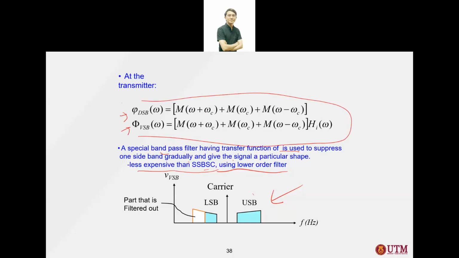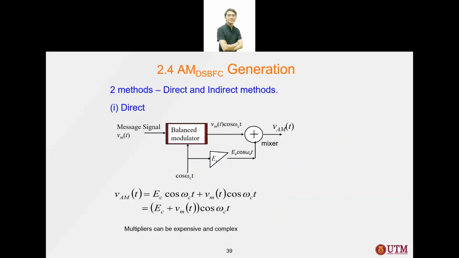So this one I assume is not of so much importance. The question last time on this chapter about vestigial sideband is more like an illustration. We don't ask you to do equations for vestigial sideband.